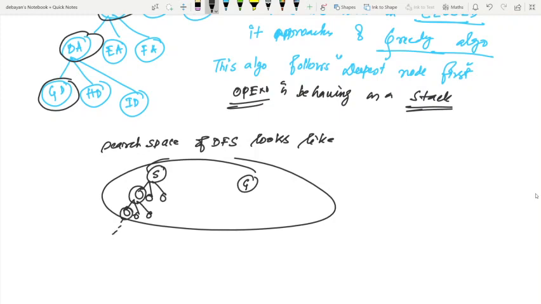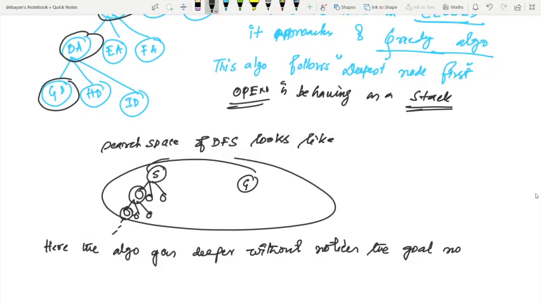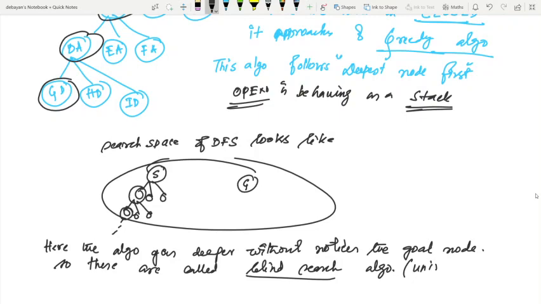So here the algorithm goes deeper without noticing the goal node. These are called blind search algorithms, or you can say uninformed search.